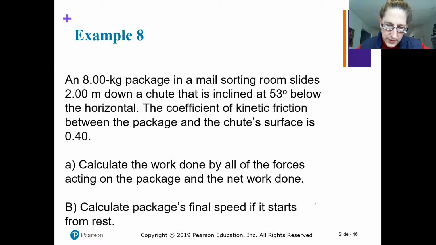Okay, so here's an example. We're going to calculate the work done by all these forces and the package's final speed. Okay, so it's sliding down this incline. There's friction. And so we need to calculate the work done by every force acting, and then the net work. And remember, then use the work energy theorem. Net work is changing kinetic energy.